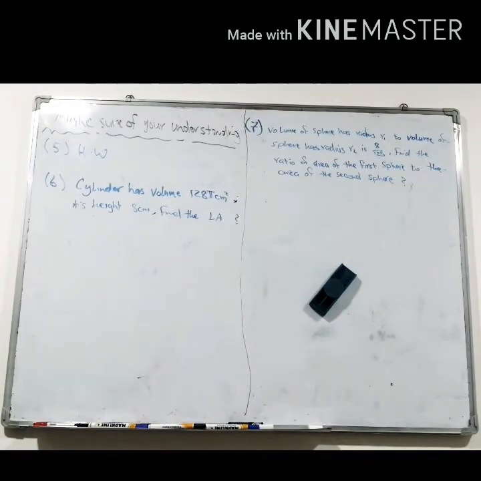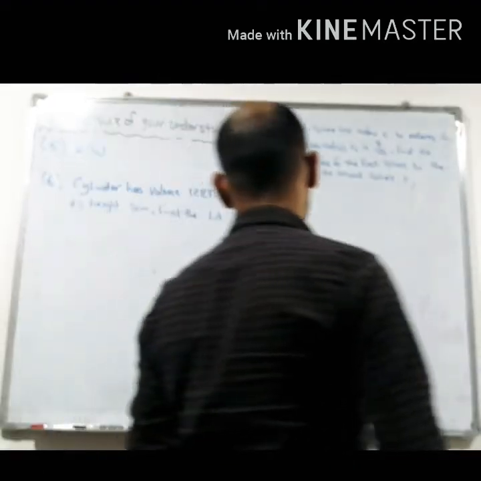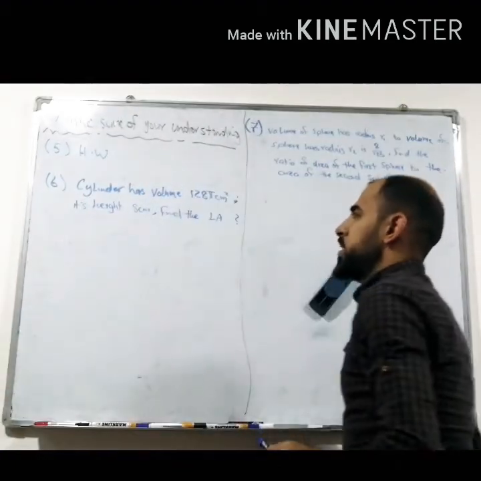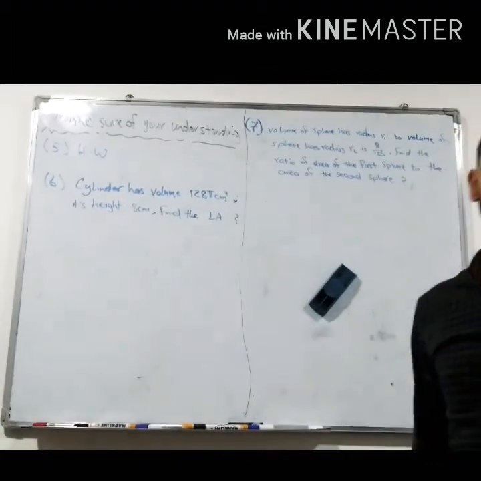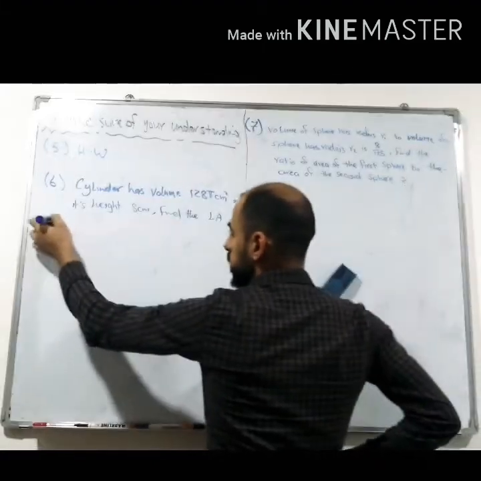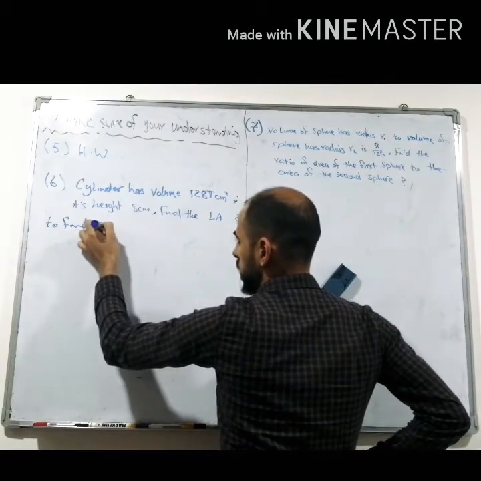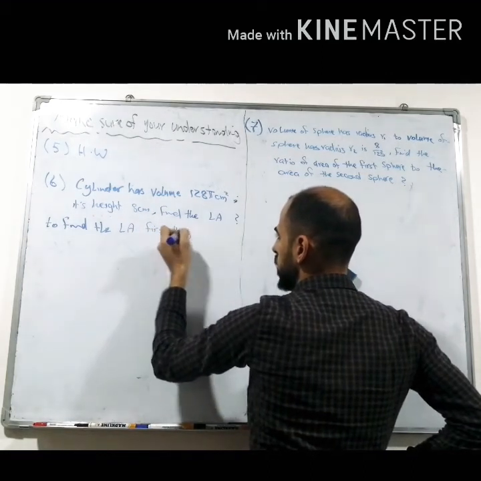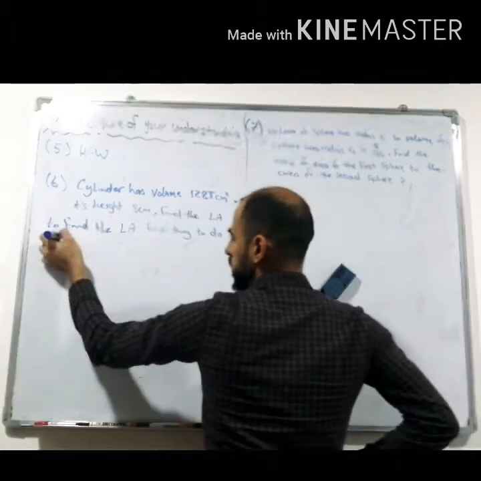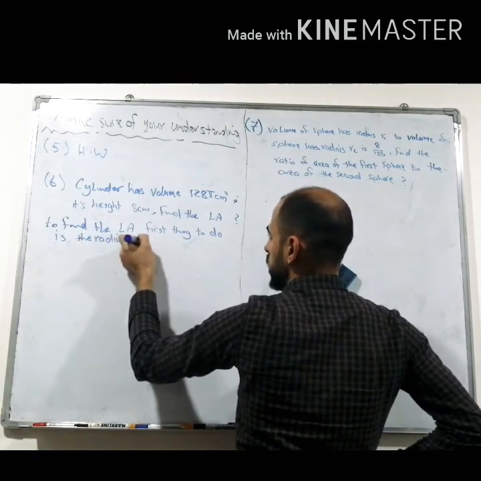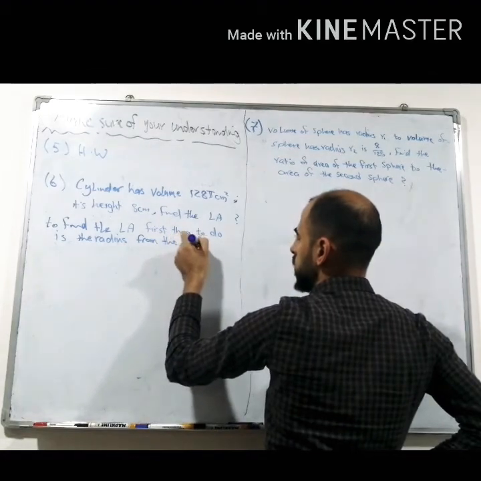Question number 6. A cylinder has volume 128 pi centimeter to the power 3. Its height is 8. Find the lateral area. To find the lateral area, we have the height, but the radius is unknown. Also, we have to find the radius from the given volume. The first thing to do is find the radius from the given volume.